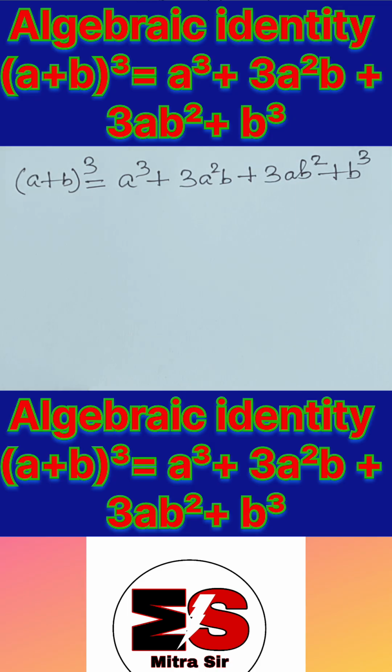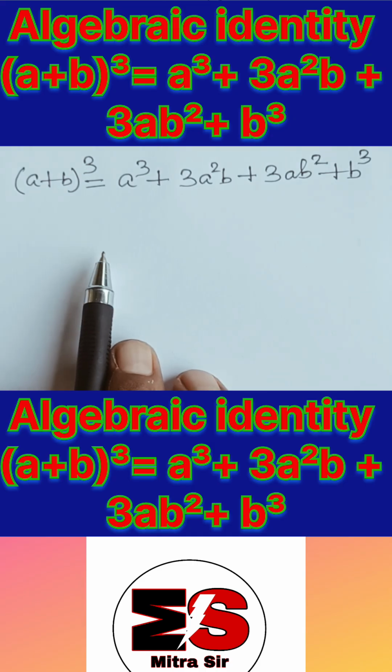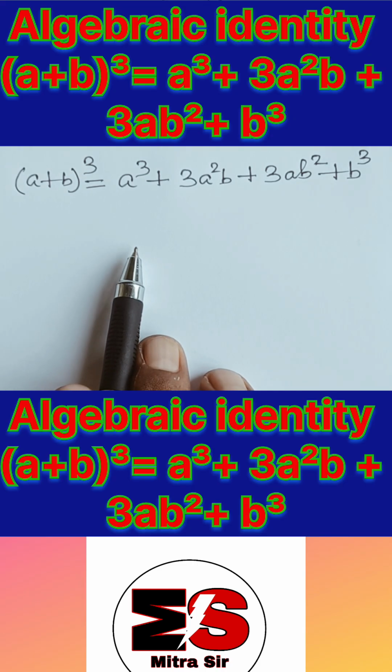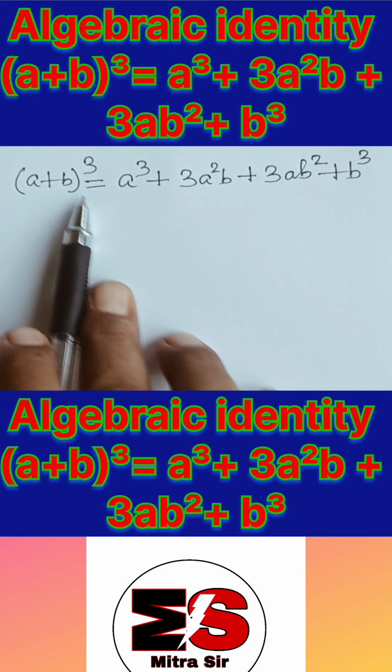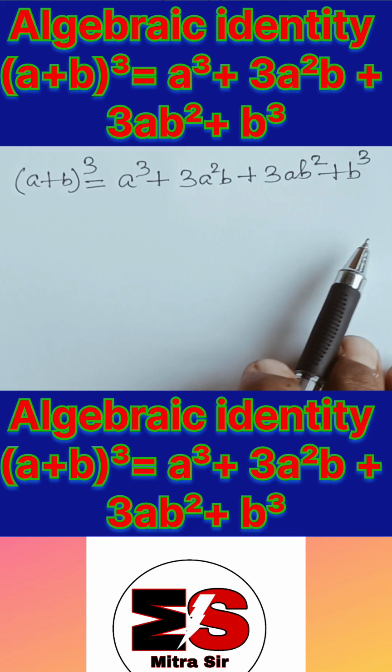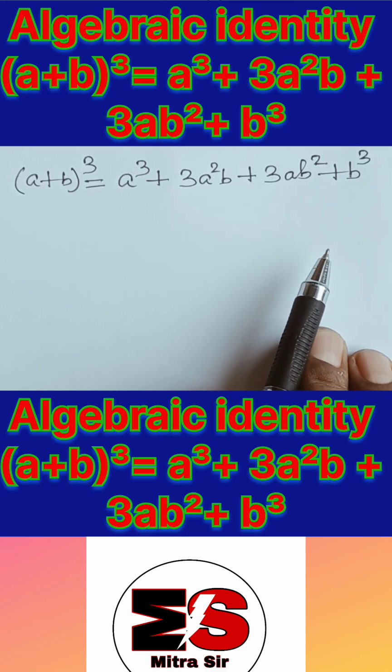So today's class is going to be very interesting. As you can see on the whiteboard, I am going to derive the algebraic identity, that is (a plus b) whole cube is equal to a cube plus 3a square b plus 3ab square plus b cube. Alright, so this is the formula which is an algebraic identity, which is a very important identity. Basically this formula starts from class 8 onwards, and this is a very important formula.